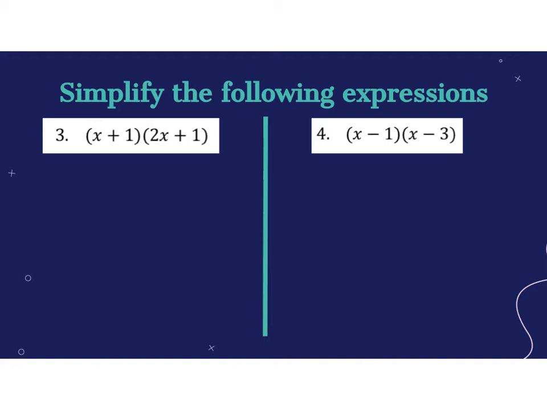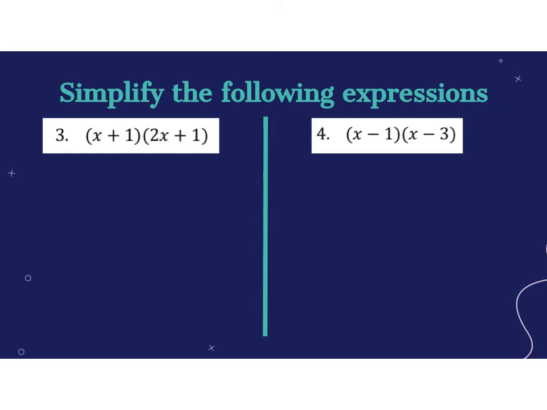So some of you may say, well, do I have to set up a box? No, you don't have to set up a box. You could just do the distribution and multiply as you go and make a list of your terms and then combine them from there. So that's what some people choose to do. I'll show you that in number 3.